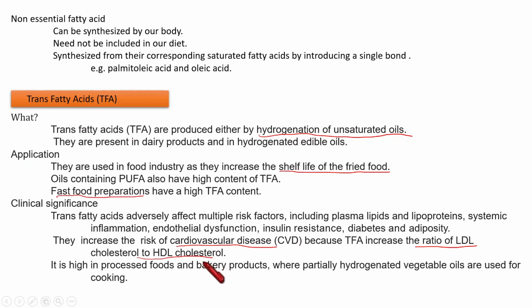Okay. So in today's section we have seen the classification of fatty acids. With this I am going to wind up this section.